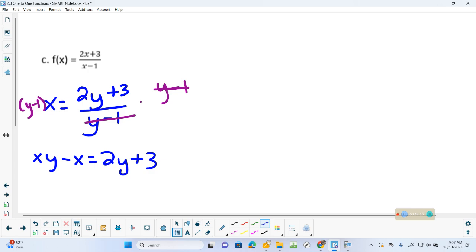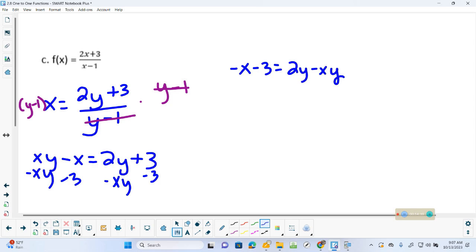I would get the y's on the same side and put all the other junk on the other side. So it doesn't matter how we move it. I'm going to subtract xy over to the right, and I'm going to subtract 3 over to the left. So I'm going to subtract xy and put it on this side. I'm going to minus 3. So let's see what we've got. I've got negative x minus 3 on the left, 2y minus xy. It's the only reason I threw this one on, just to throw back to chapter 1.